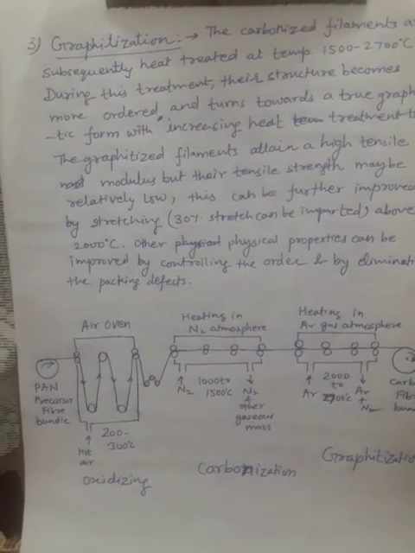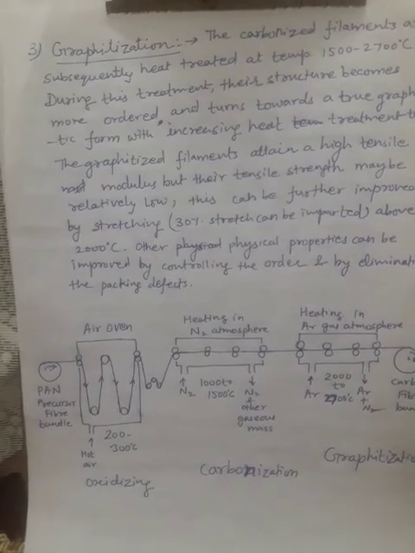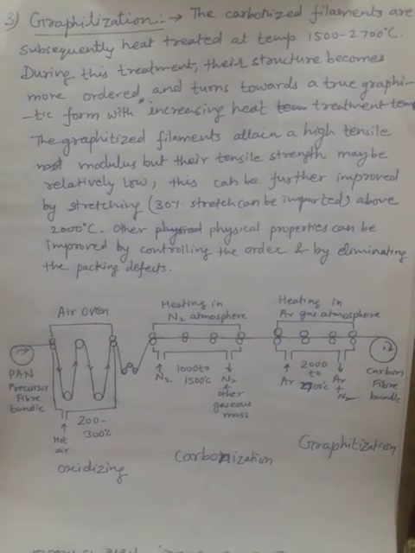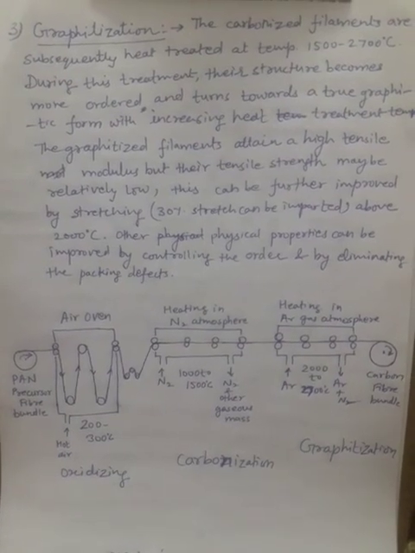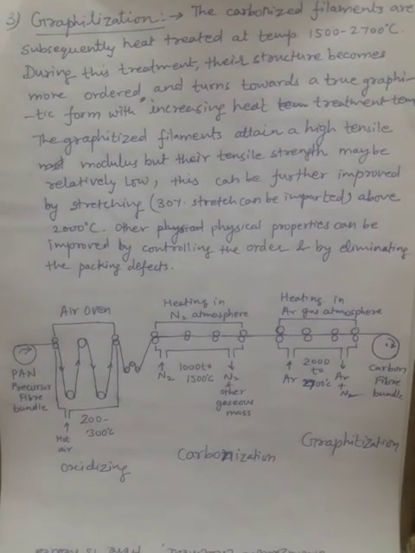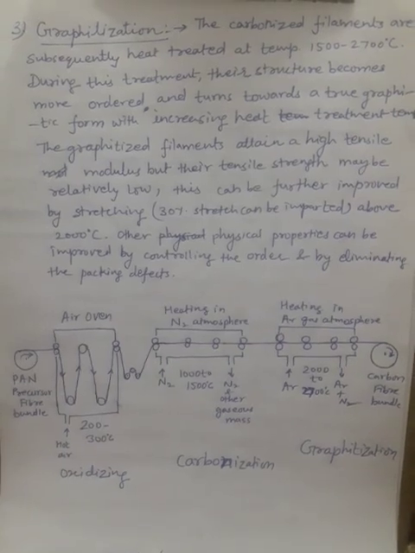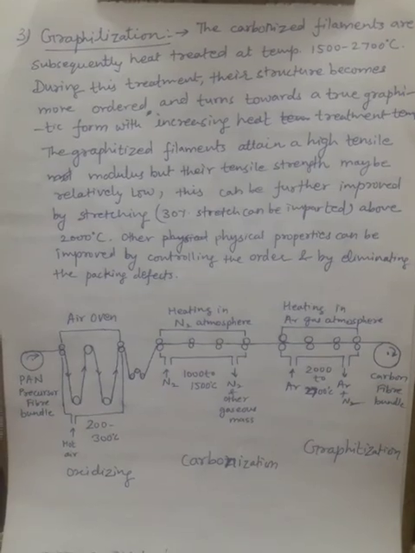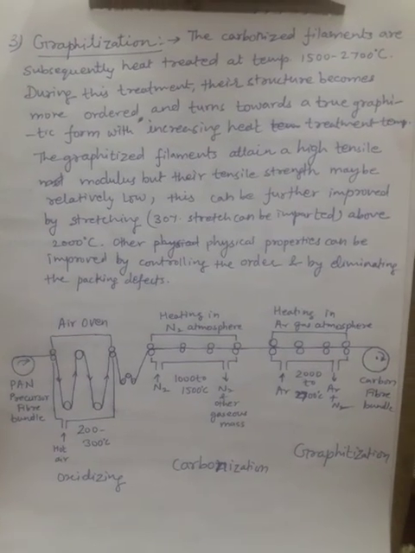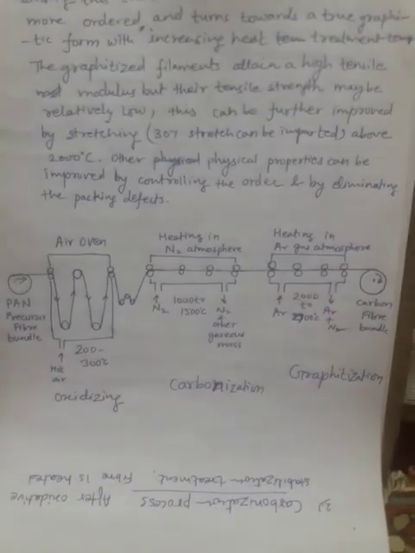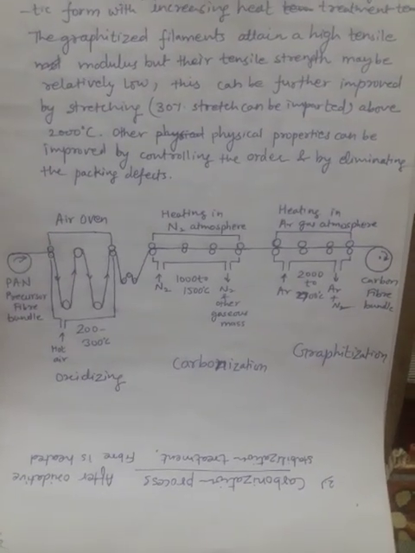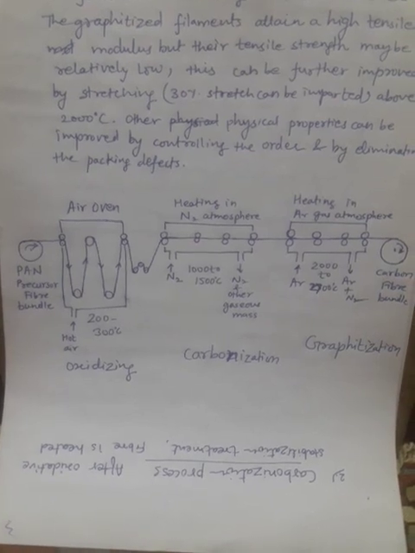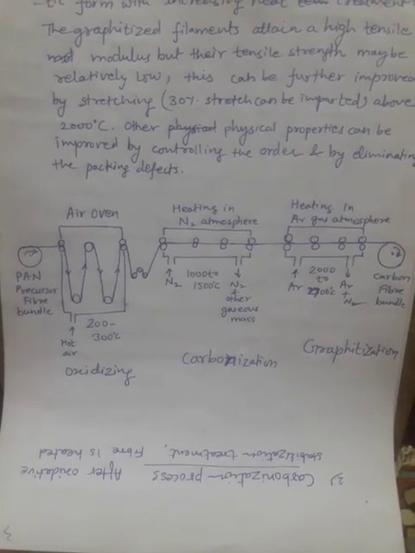Strength can be improved by stretching; 30% stretch can be imparted during the processing, and the stretching is carried out at about 2000 degrees centigrade. Some other physical properties can also be improved. Mechanical as well as physical properties can be improved by eliminating some packing defects and improving the order. You can see the diagram here for carbon fiber manufacturing. First step is oxidation, second is carbonization, and third is graphitization.